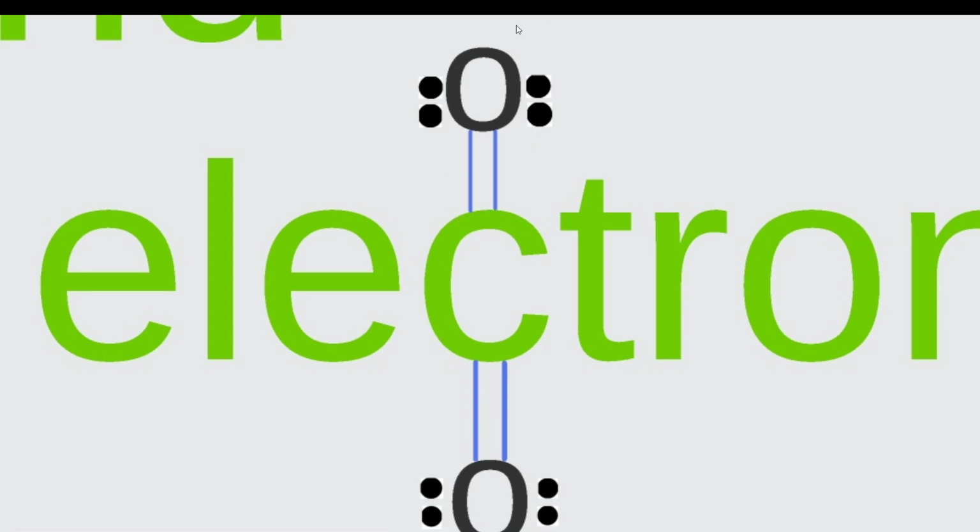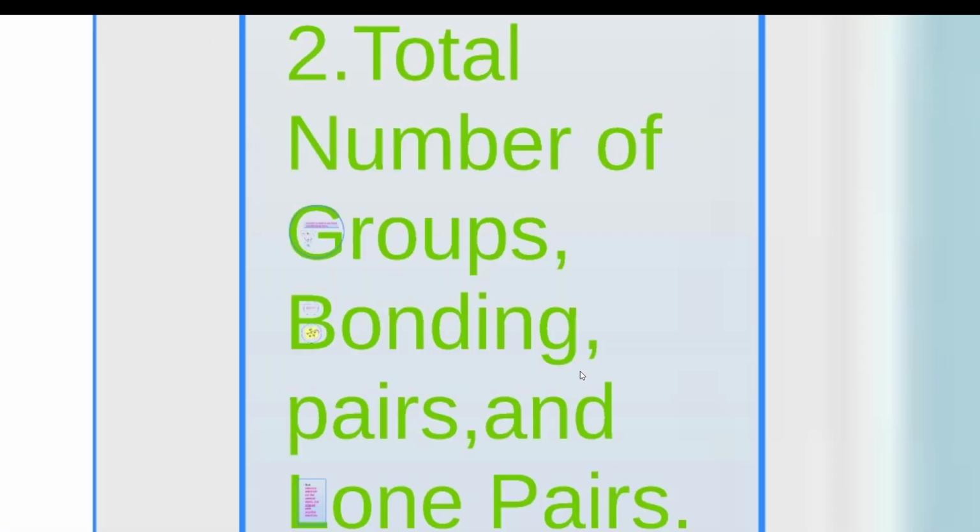Okay? Notice that we have the lone pairs of electrons sitting right here. And those lone pairs, we didn't really think about them much before, but now they're going to play a much bigger role in the molecule, especially the molecular shape. Okay. Next is that we're going to need to use the concept of the total number of groups. Okay. And we're going to be talking about bonding pairs and lone pairs.